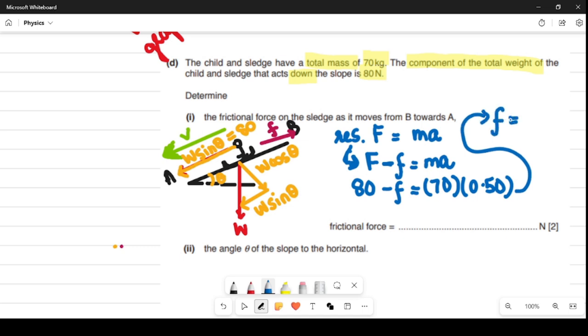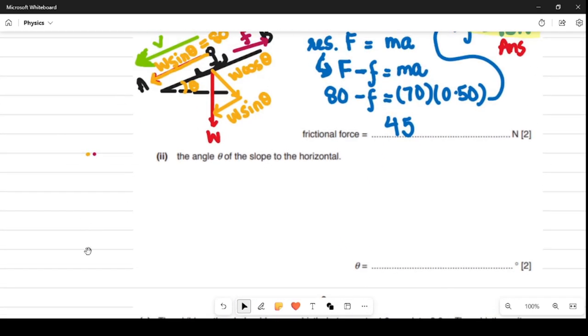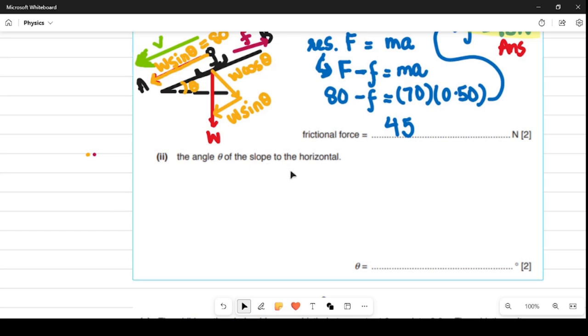We will get a value of F to be 45 newtons. So your frictional force is 45 newtons. Okay, now the angle theta of the slope to the horizontal.